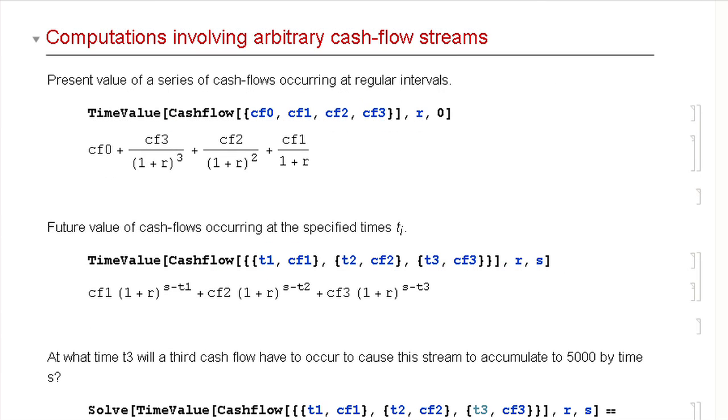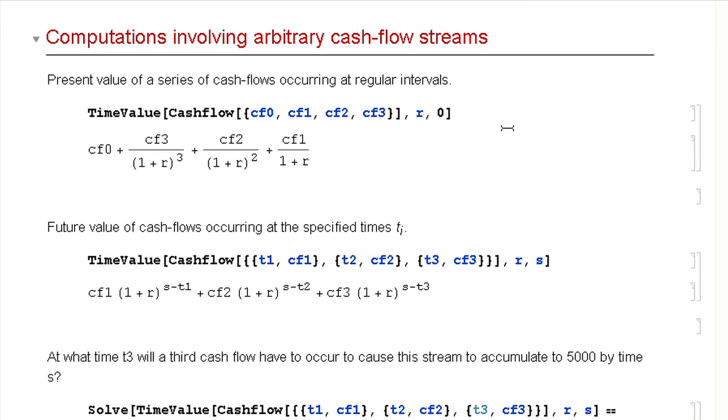Another type of security that TimeValue takes to value is a stream of cash flows. So the symbol CashFlow will take a list of cash flows that occur at regular time intervals. Here we have CF0 occurring at 0, CF1 at time 1, 2, 3, etc. And we're going to value the stream of cash flows at an interest rate R at time 0, meaning we want the present value of this. So we run that and we get an expression representing the present value of this cash flow stream.